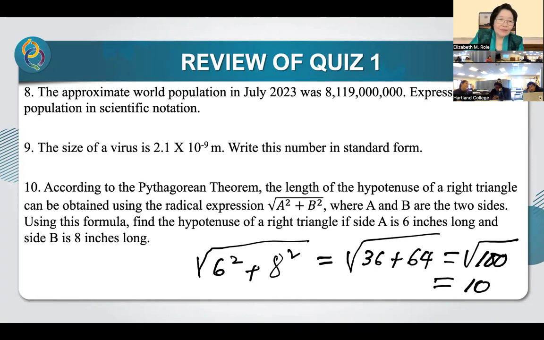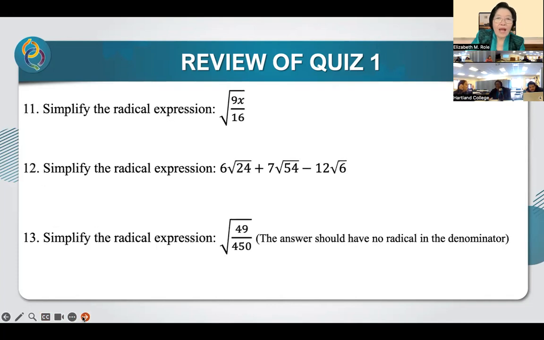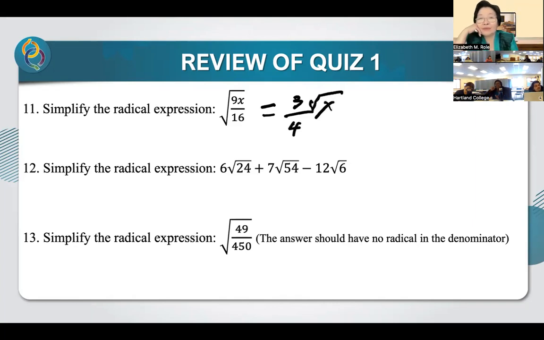I think you did okay. I think the majority did that correctly. This one, many of you had trouble with. Some of you wrote 3 over 4x, forgetting that x is under the square root sign. So actually, this one should just be: the square root of 9 is 3. The square root of 16 is 4. But the square root of x, that's not a perfect square, so it remains under the square root sign.